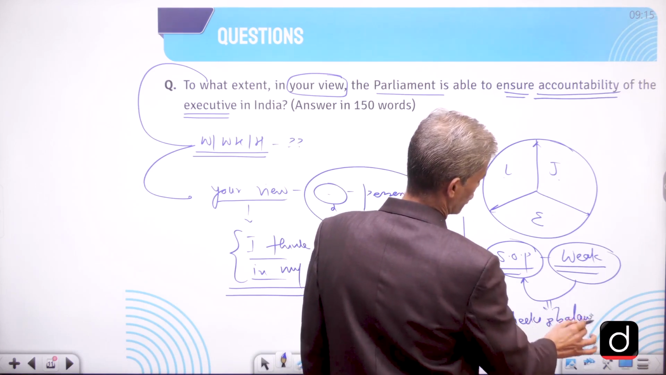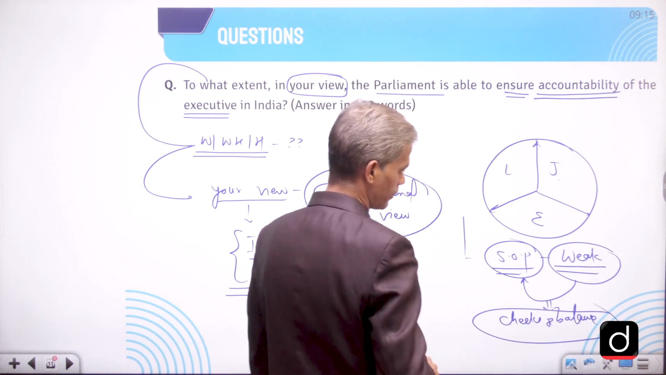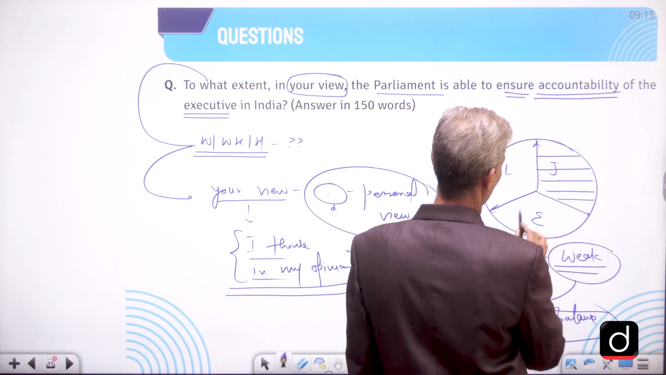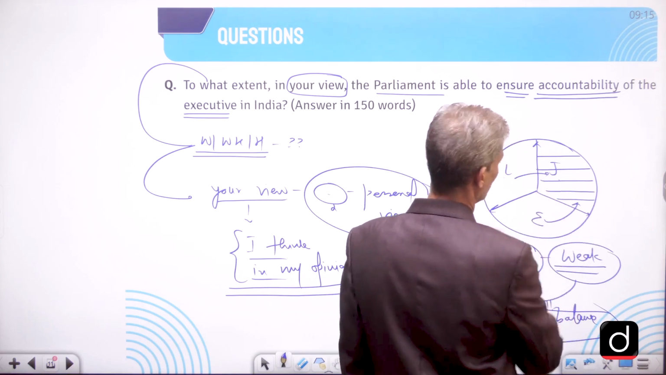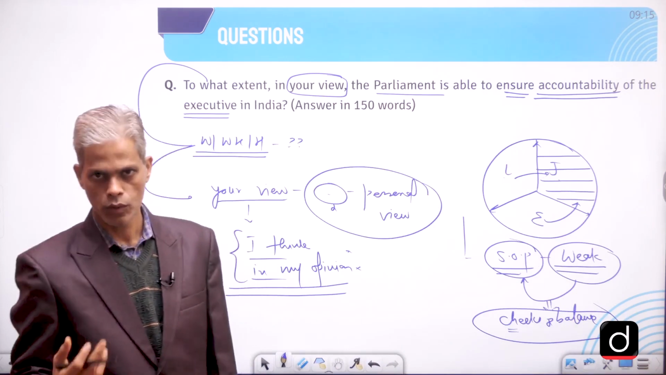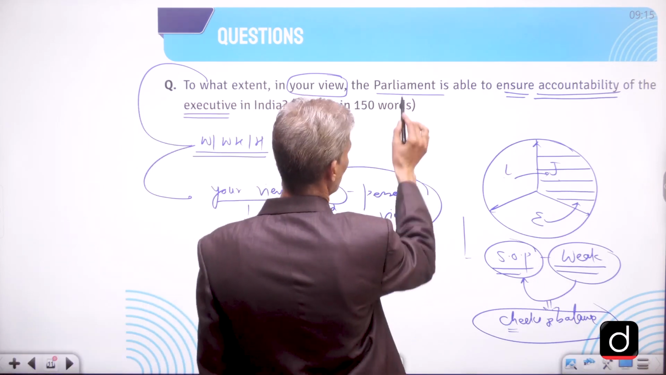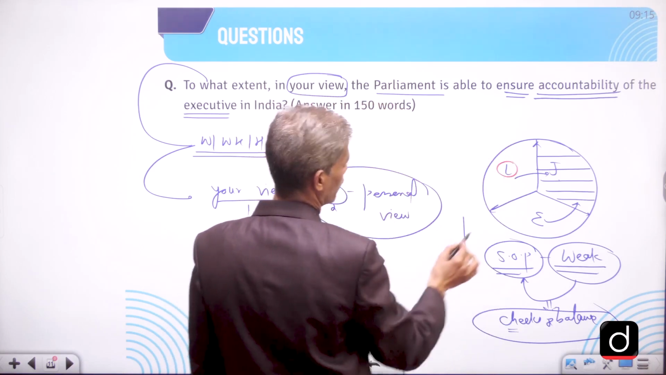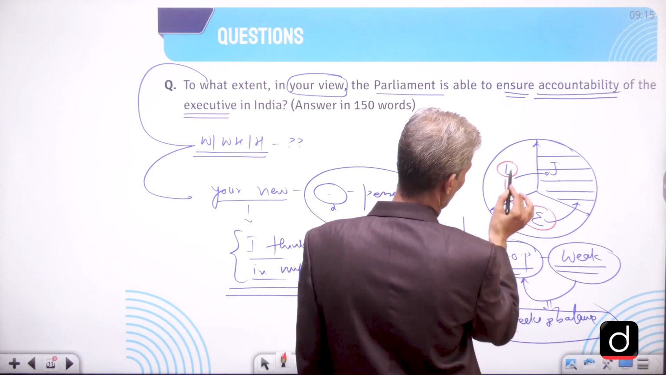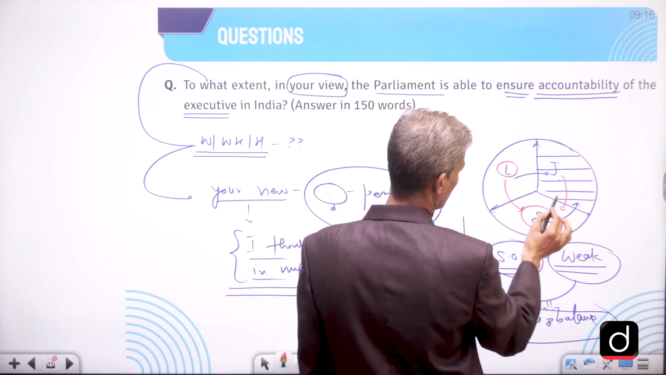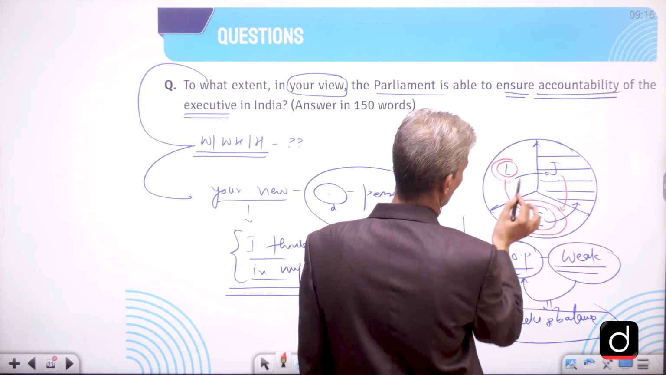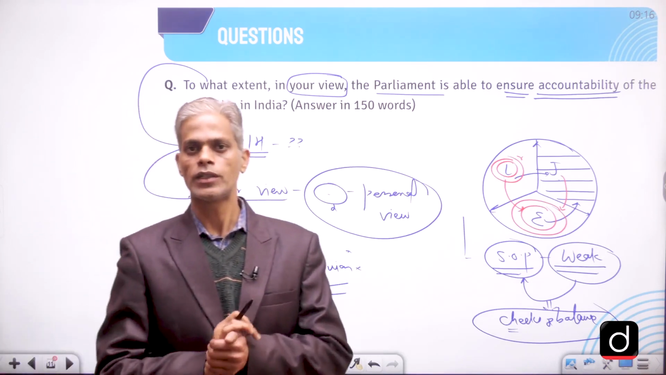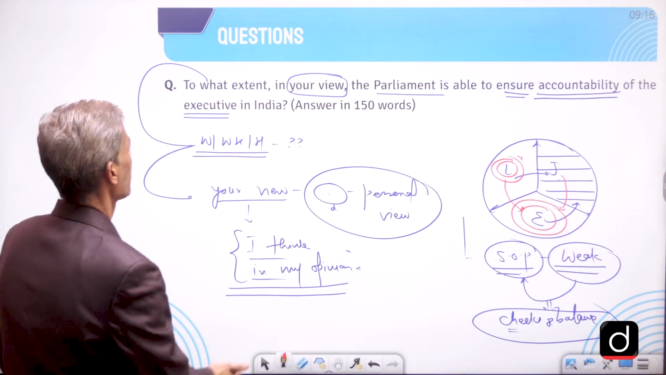Since we follow the doctrine of checks and balances, if any wing of the government exercises its authorization or jurisdiction, the other two will try to control this. And with this, the question comes: how is the parliament, that means the legislature, going to exercise accountability of the executive? Judiciary also controls the executive, but that is not part of the question now. The question is how the legislature or parliament controls the executive, we can say checks the accountability of the executive, in India.